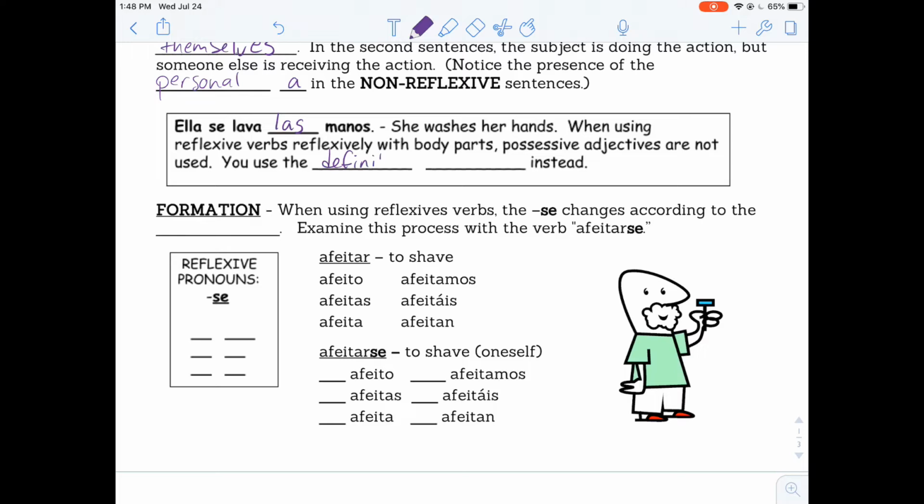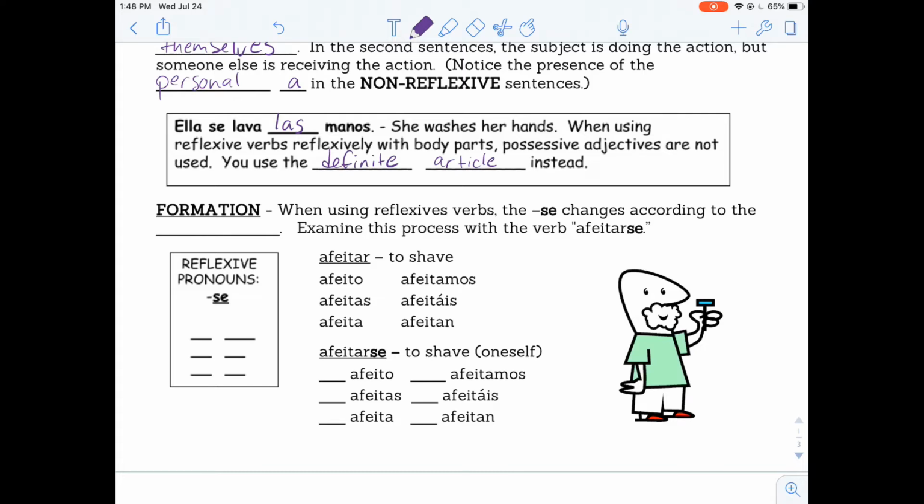So in this case, it's ella se lava las manos. The reason why is if I say ella se lava sus manos, as in she washes her hands, I already know they're her hands because it's a reflexive verb. If it wasn't her hands, it wouldn't be a reflexive verb.